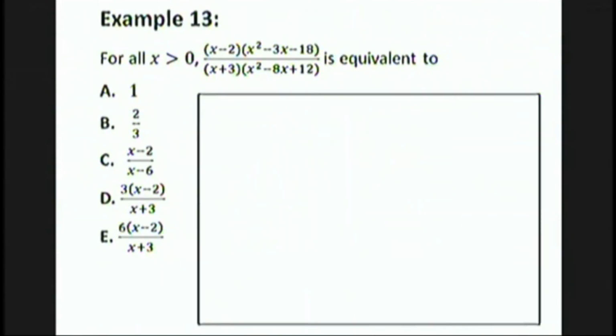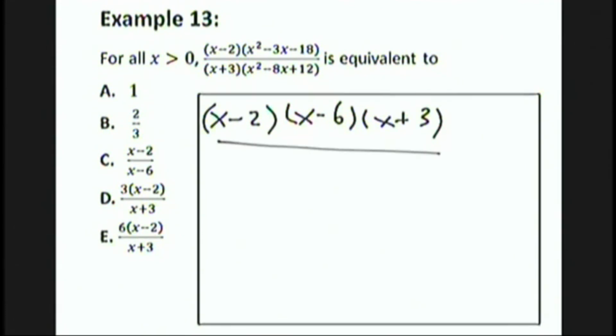One more example. For all x greater than 0, (x minus 2) times (x squared minus 3x minus 18) over (x plus 3) times (x squared minus 8x plus 12) is equivalent to what? Okay, so we're going to factor the two trinomials, one in the numerator and one in the denominator. So x squared minus 3x minus 18 factors as x minus 6, x plus 3. And x squared minus 8x plus 12 factors as x minus 6, x minus 2.